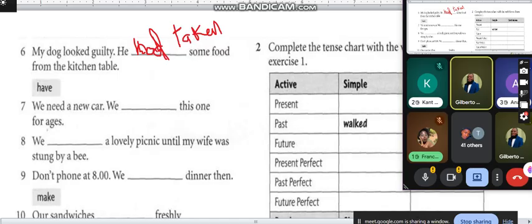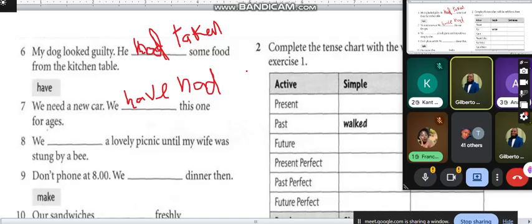So we say we need a new car. We have had this one for ages or for so long. So it should be we need a new car. We have had this one for so long. So this is how it was supposed to be. We need a new car. We have had this one for so long.